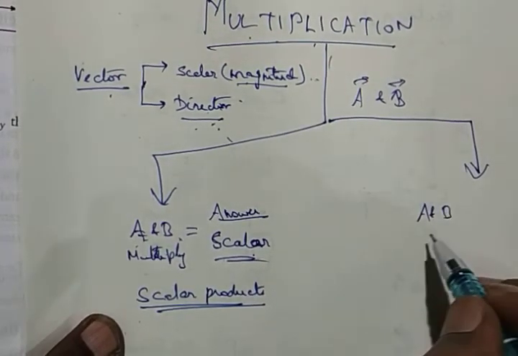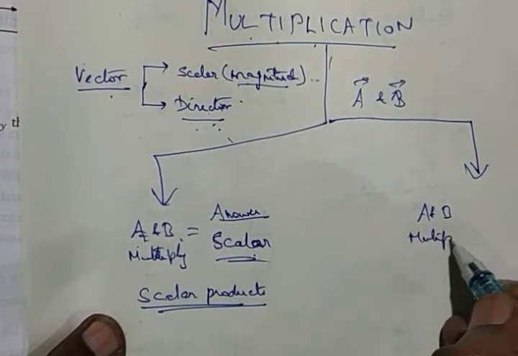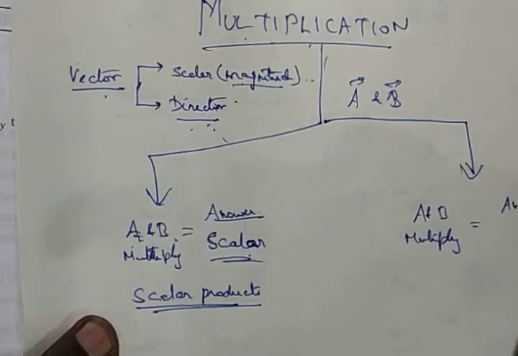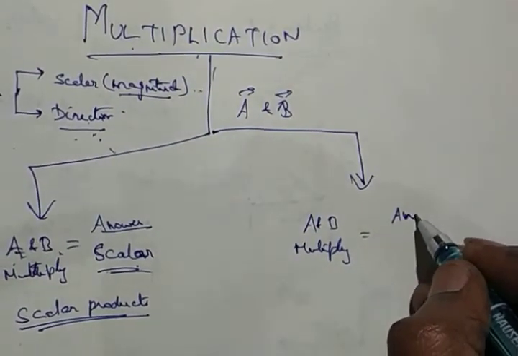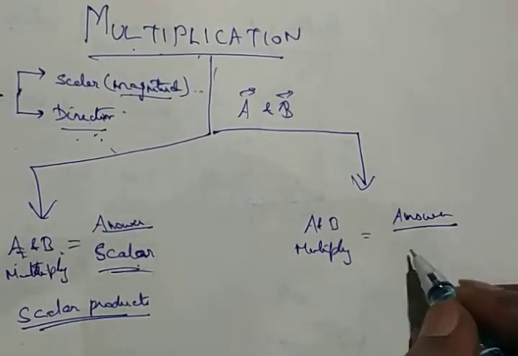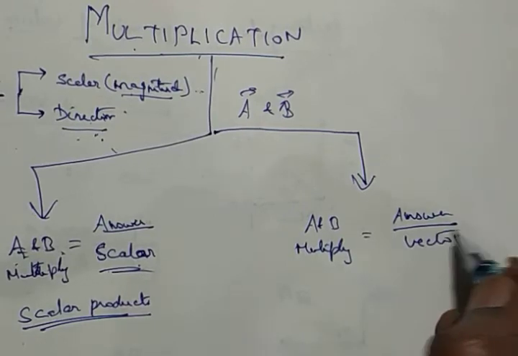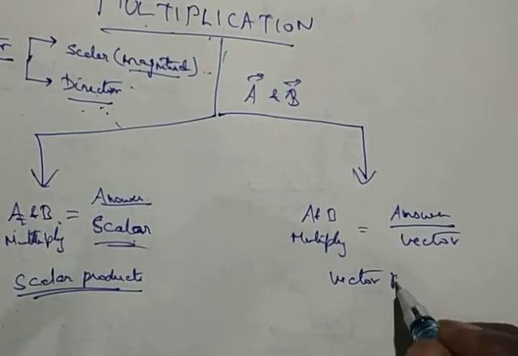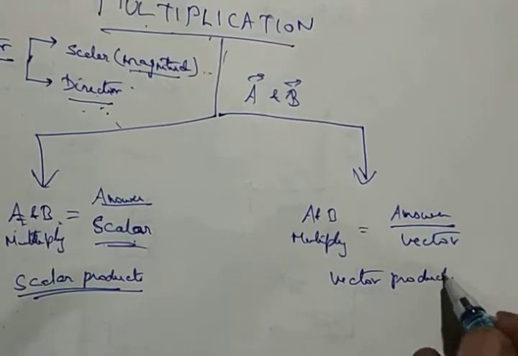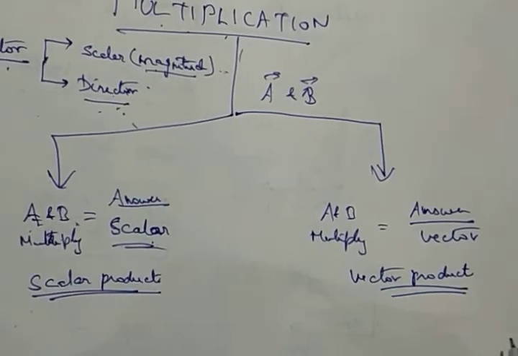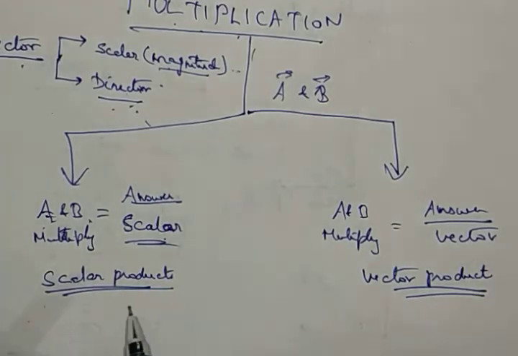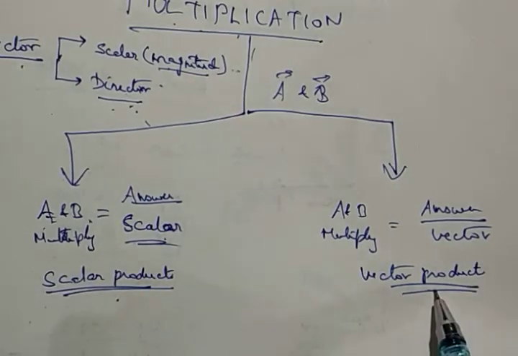Similarly, A and B you multiply and you get an answer which is a vector. So it is called vector product. So there are two multiplication processes possible: scalar product or vector product.